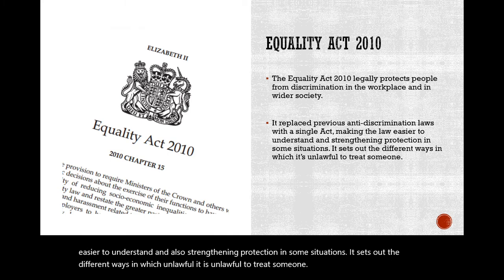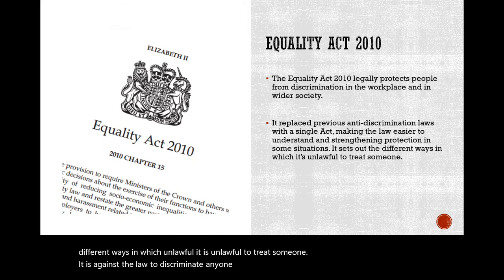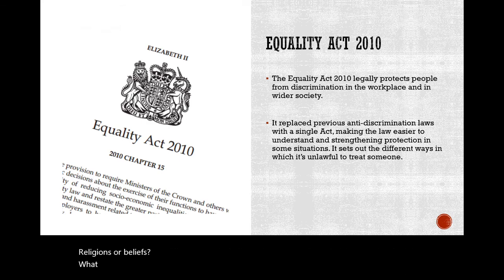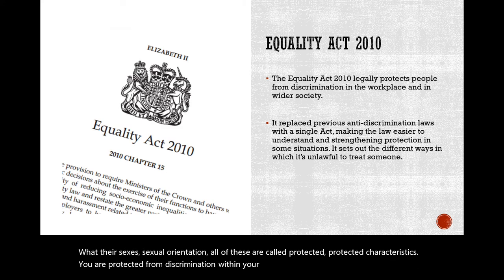It is against the law to discriminate against anyone because of age, gender reassignment, being married or in a civil partnership, being pregnant or on maternity leave, whether a person has a disability, whether a person has a different race, including colour, nationality, ethnicity or national origin, religion or beliefs, what their sex is, or sexual orientation. All of these are called protected characteristics.